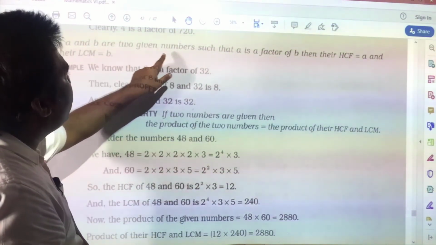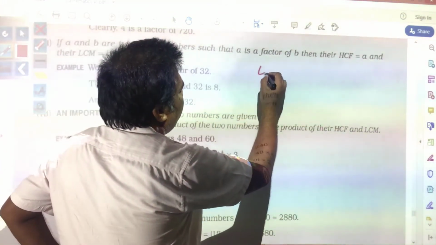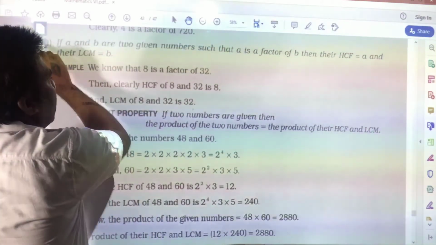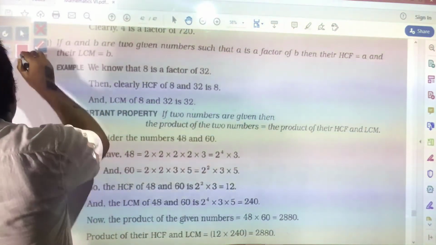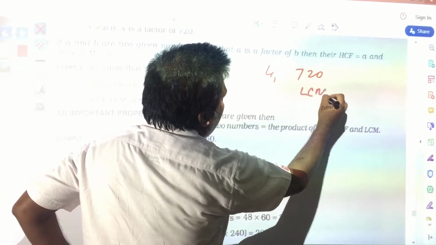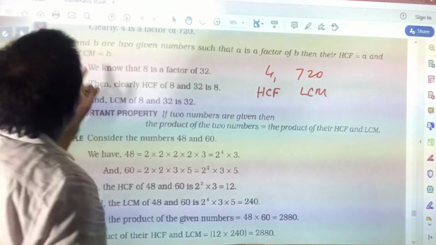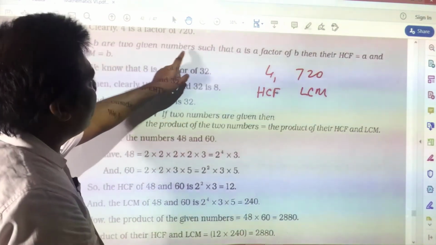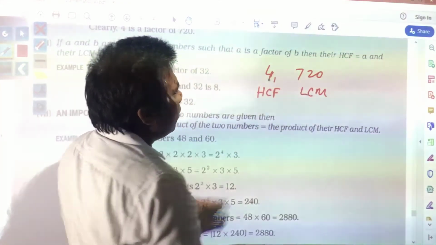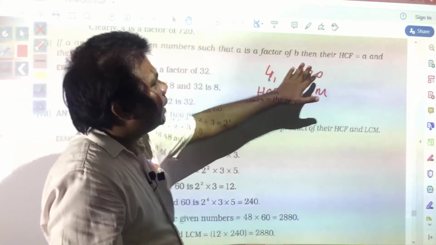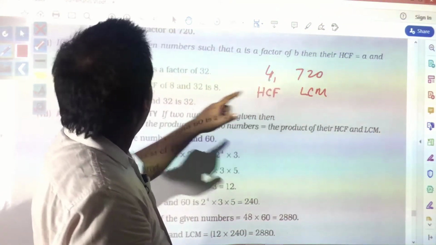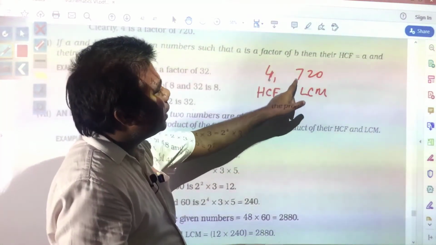If A and B are two given numbers, suppose in your example you had 4 as HCF and 720 as LCM. If A and B are two given numbers such that A is a factor of B, see, 4 is a factor of 720, then their HCF, if you need to find it, will be A and their LCM will be B.